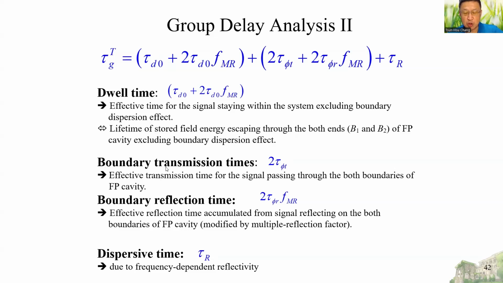When passing through the two boundaries, we get two boundary transmission times. That's new. People did not expect this time before. And the boundary reflection time should be multiplied by the multiple reflection because the wave bounces back and forth inside. So boundary reflection time also takes some time. And we have another term, dispersive time, due to frequency-dependent reflectivity, but this is relatively small compared with these three. Now we have analyzed almost everything.